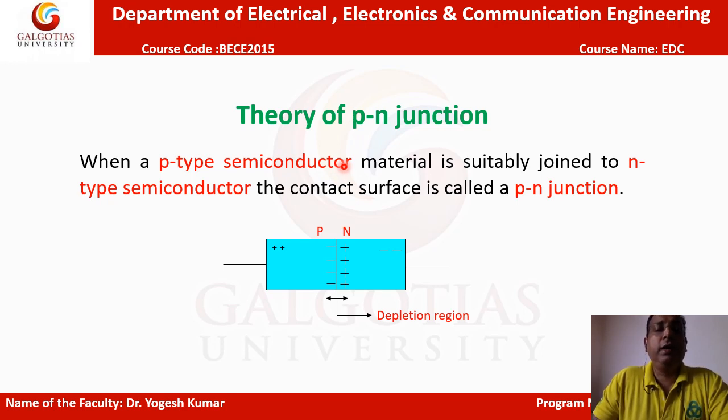Now we have to take two types of semiconductor material, one is p-type and the other is n-type. When a p-type semiconductor material is suitably joined to an n-type semiconductor material, the contact surface is called the p-n junction diode. Here you can see the p-type semiconductor material having majority charge carriers, holes, and the n-type semiconductor material having the negative charge, with electrons as the majority charge carriers. When we join them together, by the process of diffusion, the electrons will move from n to p and the holes move from p to n, and recombination will take place.